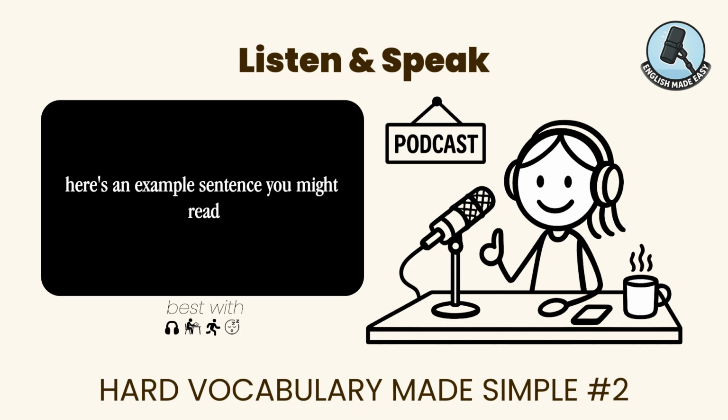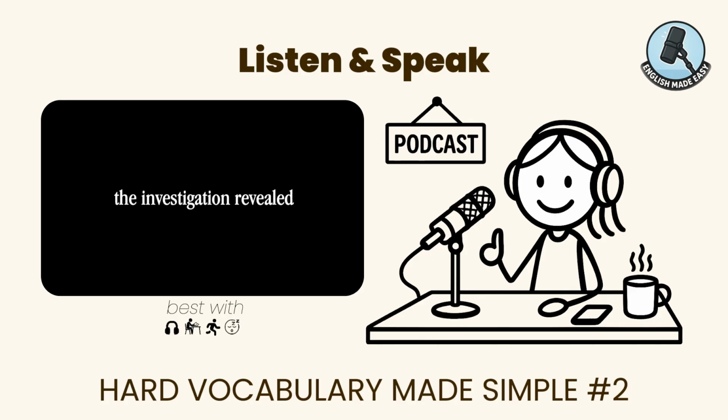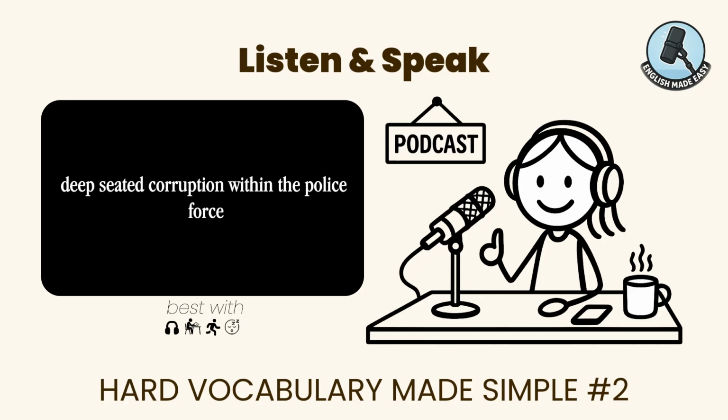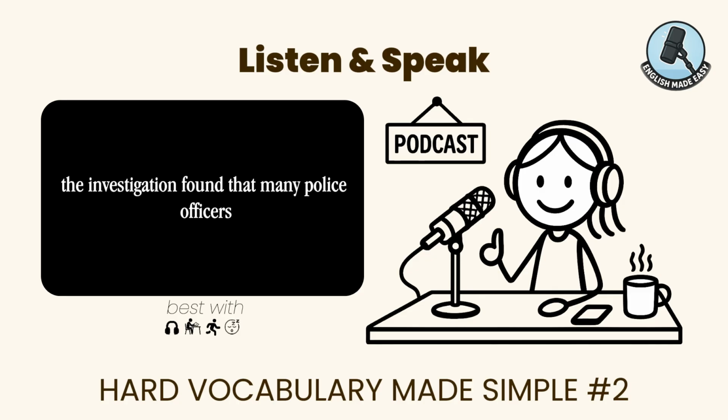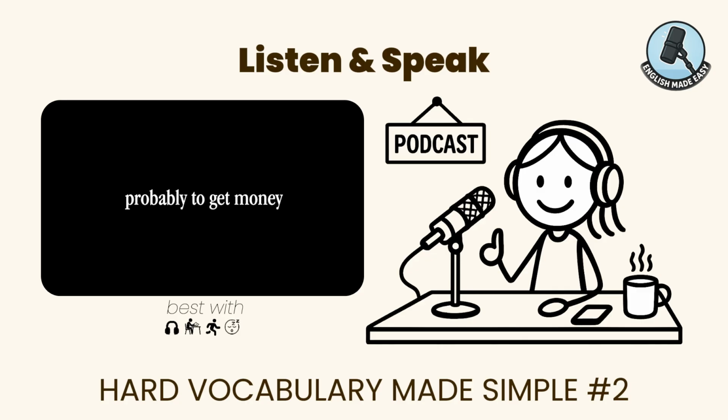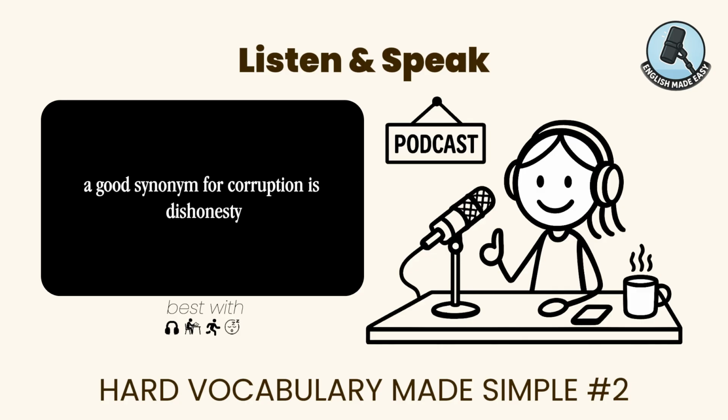Here's an example sentence you might read. The investigation revealed deep-seated corruption within the police force. In simple terms, this means the investigation found that many police officers were secretly using their power dishonestly, probably to get money. A good synonym for corruption is dishonesty, bribery, or fraud.